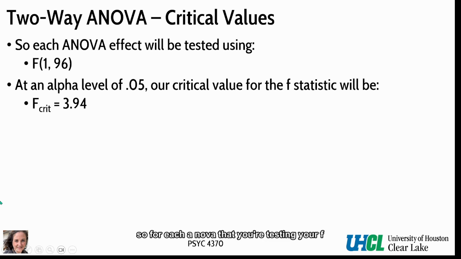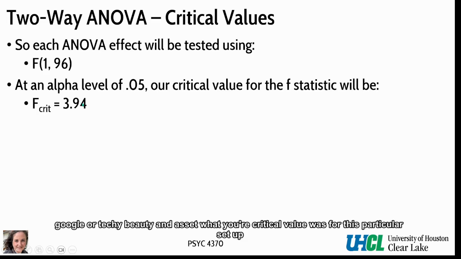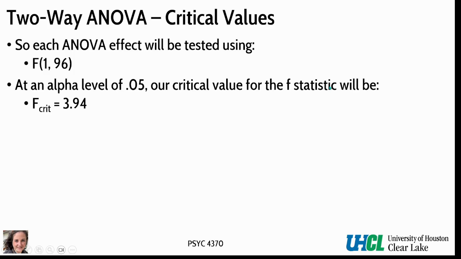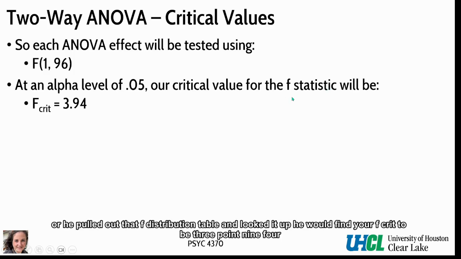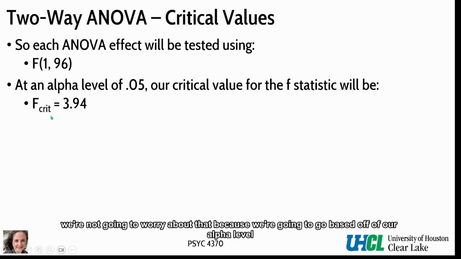So for each ANOVA that you're testing, your F and your degrees of freedom are going to be written like this: F of degrees of freedom 1, 96. And our alpha is going to be 0.05, and if you went to Google or ChatGPT and asked it what your critical value was for this particular setup, or you pulled out that F distribution table and looked it up, you would find your F crit to be 3.94. We're not going to worry about that because we're going to go based off of our alpha level.